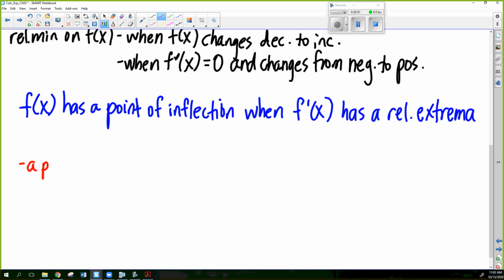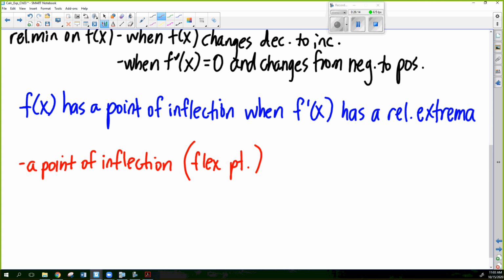A point of inflection, by the way, you may very well hear me say flex point for short. Point of inflection is the same thing as a flex point. Y'all see the connection there? So a point of inflection is where a graph changes concavity.